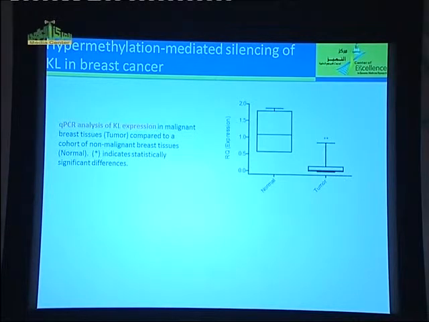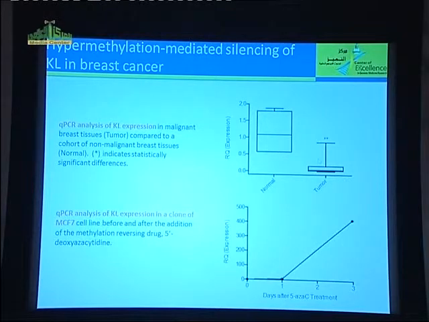But it's actually easier to do qPCR for expression analysis. So we followed with qPCR, and you can see from surgically resected tumors that the expression of Klotho is significantly downregulated compared to normals. And when we treat a cell line not expressing Klotho with azacitidine, which reverses the methylation, you get Klotho expression back quite significantly, even after only 3 days.